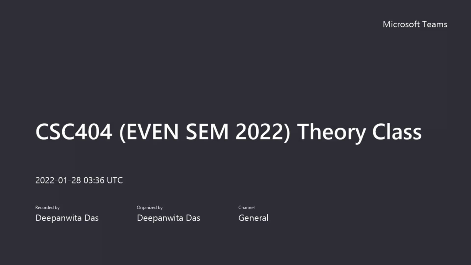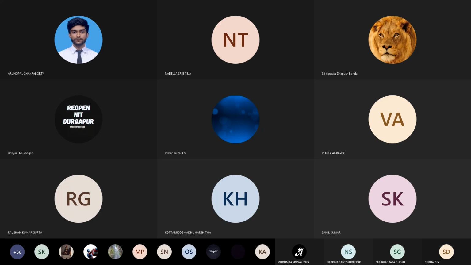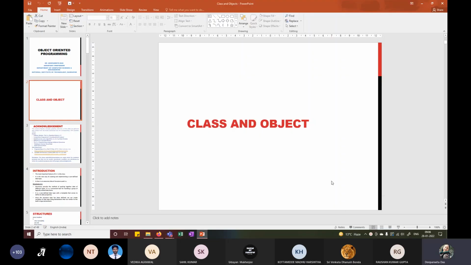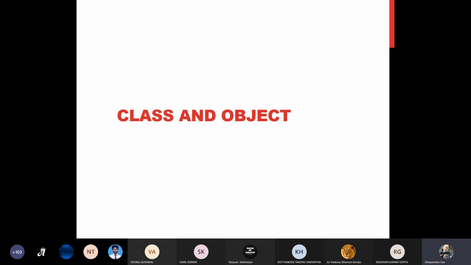So today we will discuss classes and objects. That means we'll see how to create the class and the objects, and how to do the program. We'll probably be writing the first program using our classes and objects.